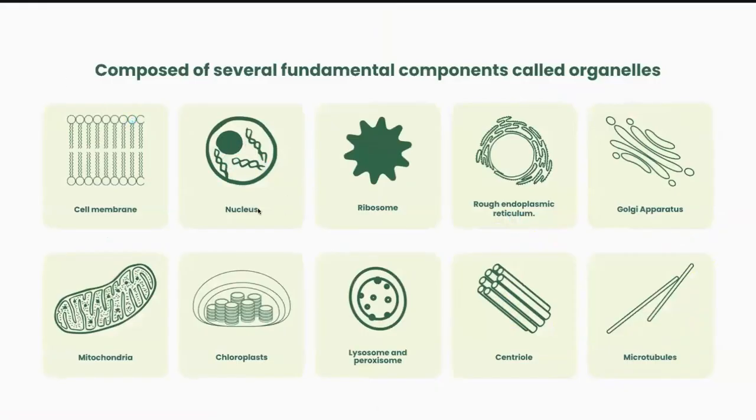So cells are composed of several fundamental components. They have, what's it called? Sorry, my screen is acting up. They have different parts, and they're called organelles. And each part, as we can see here, has a special job. I know that I have a lot of things listed here, but we're really only going to go over what I like to consider the main 5.